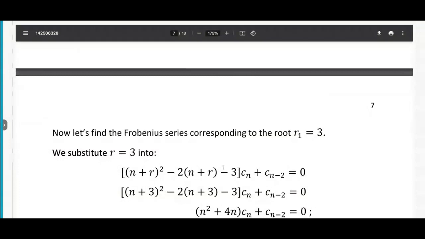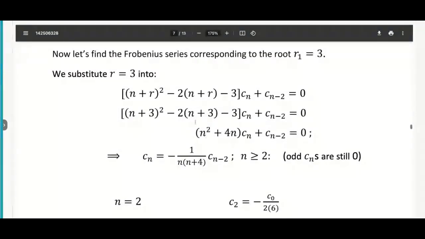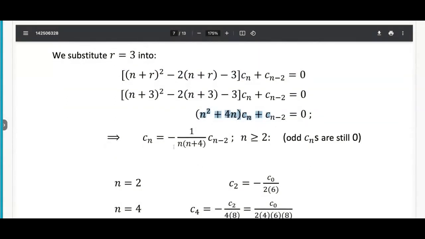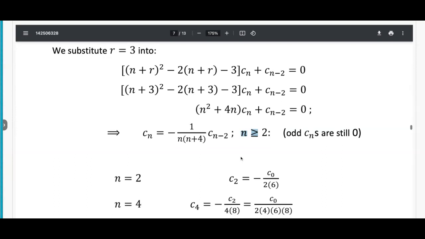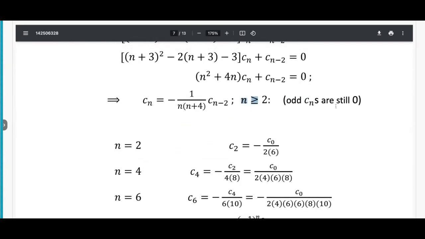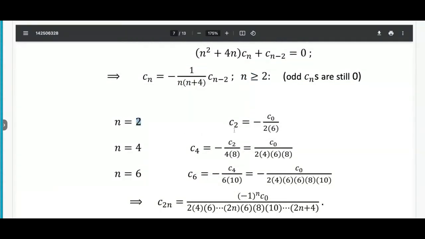Okay, now let's check R equals 3. When R equals 3, we simplify. We get an nth term with the relation negative 1 over n plus 4 times C of n minus 2. We have no problem with this, so for n starting from 2 again, because C0 is 0, all the other ones are still 0. So we only care about the even terms. When n equals 2, we see 1 over 2 times (2 plus 4), that's 6, right, of C0.